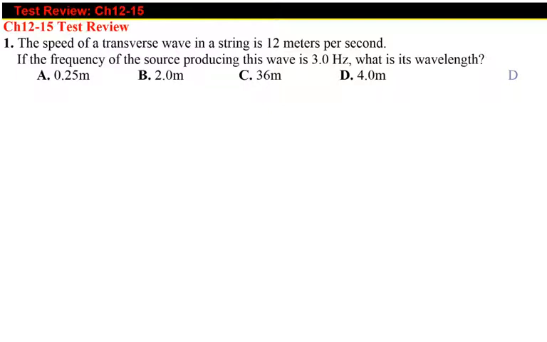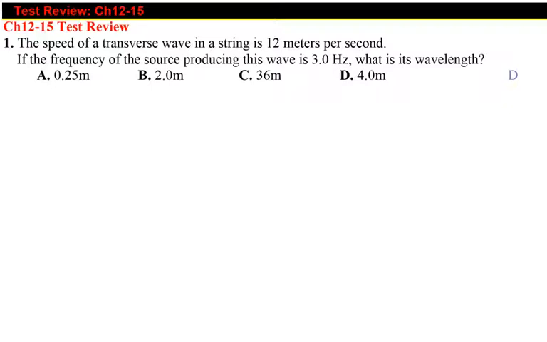So here's number one, the speed of a transverse wave. If you remember, the transverse wave: the motion of the molecules inside of the wave are perpendicular to the motion of the wave. So the motion of the wave moves forward, the particles of the wave in the transverse wave move perpendicular. That means up and down.